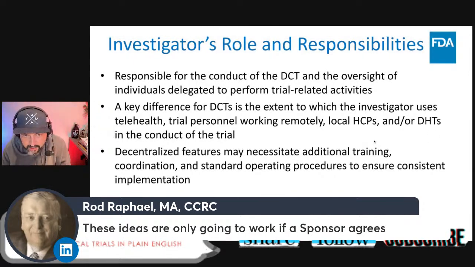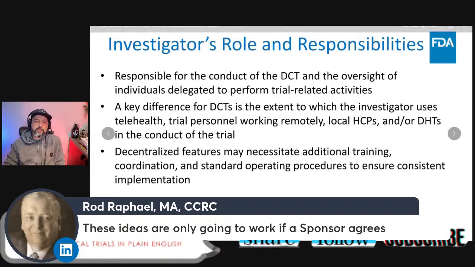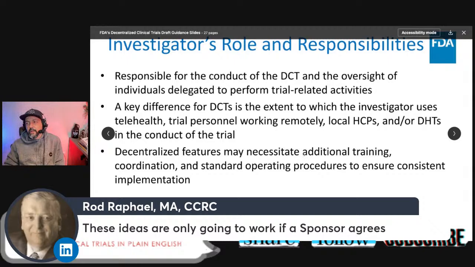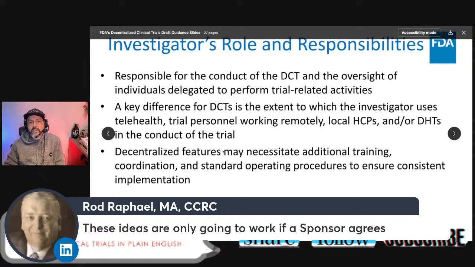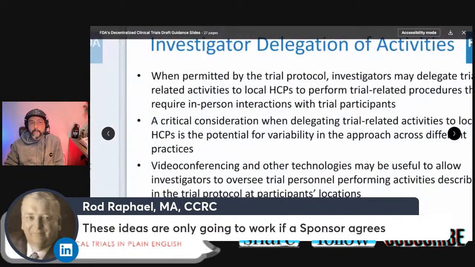A key difference for DCTs is the extent to which the investigator uses telehealth, trial personnel working remotely, local healthcare providers, and/or DHTs in the conduct of the trial. Decentralized features may necessitate additional training, coordination, and standard operating procedures to ensure consistent implementation. So here's where they say, hey, the staff you delegate don't necessarily need to be trained. But a few slides later, they say it may necessitate additional training. So which one is it? Well, I guess it's up to the PI to decide.